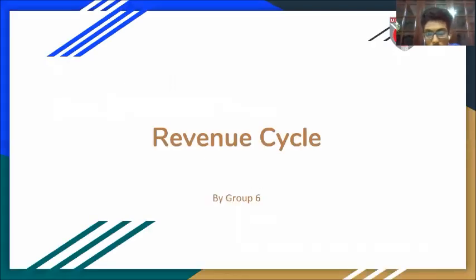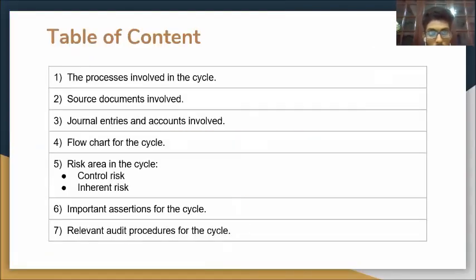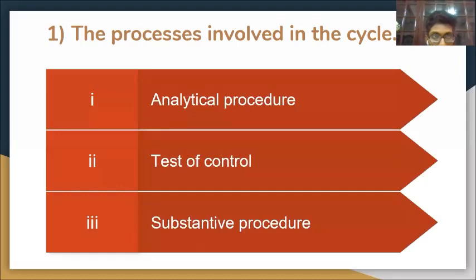So revenue cycle. The table of content for this presentation is the process involved in the cycle, source document involved, journal entries and account involved, flow chart for the cycle, risk areas in the cycle, control risk, inherent risk, important assertion for the cycle, and relevant audit procedure for the cycle. So the process involved in the cycle is analytical procedure, test of control, and substantive procedure.